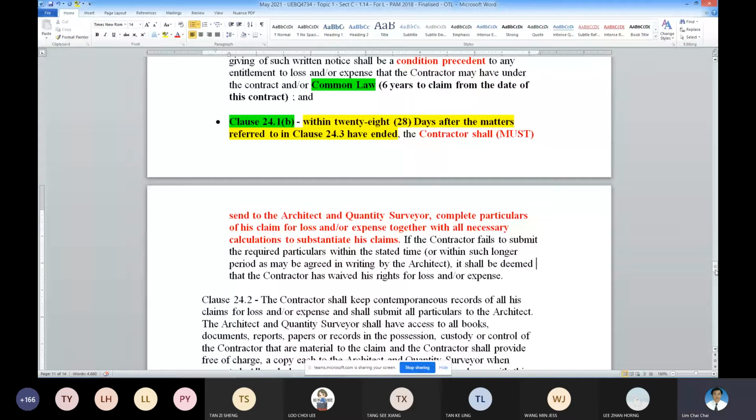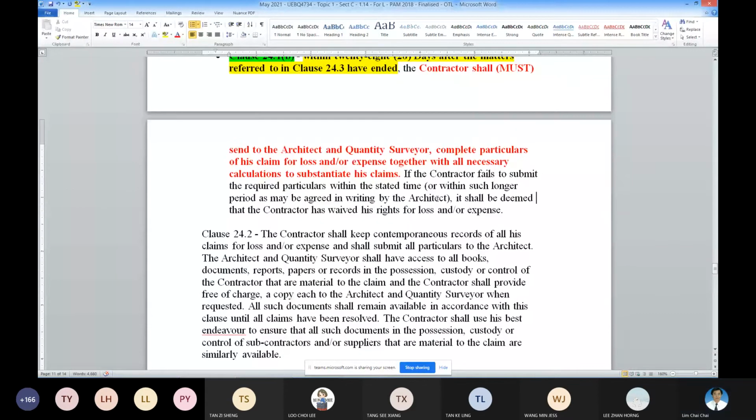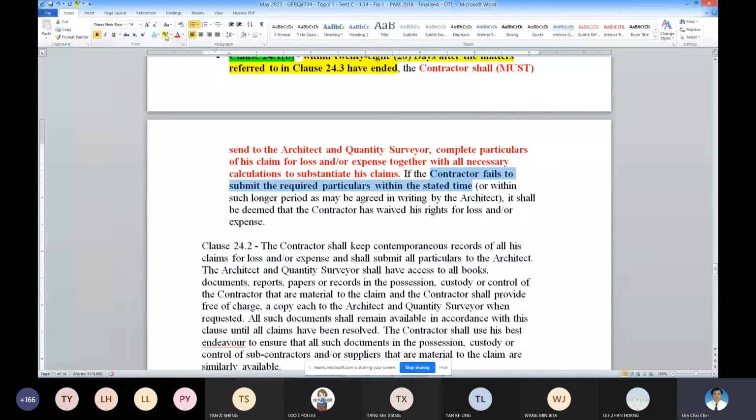If the contractor fails to submit within the time stated contractually, it shall be deemed that the contractor waives the right, which means gives up the right for the entitlement. So it's exactly the same as for your extension of time.